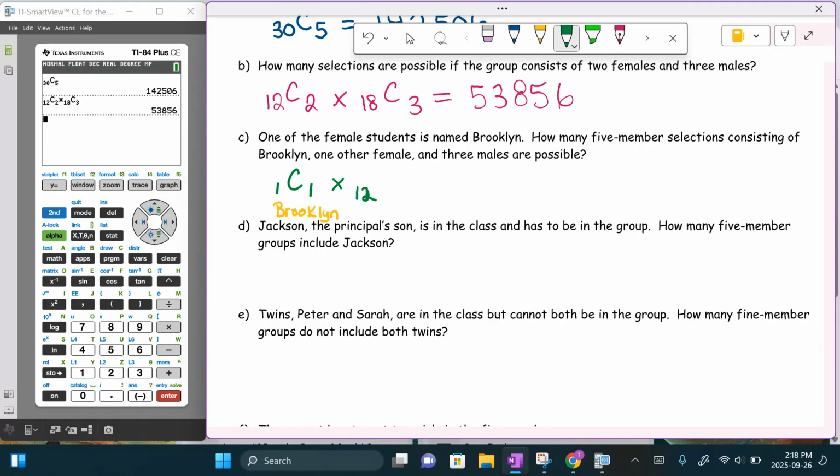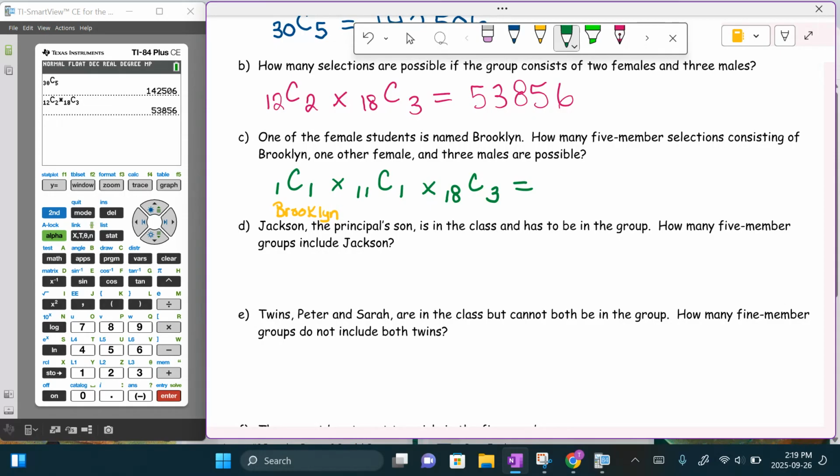All the time, okay? Brooklyn is no longer in the mix of being in the group of people to choose from because she's already sitting there waiting for the other members. So if somebody's guaranteed, you have to take them away from the rest of the pickings, okay? So they come out of the females. So 11 choose 1 more. And then we need 3 more males. We haven't taken any males in the group yet, so we still have 18 to choose from.